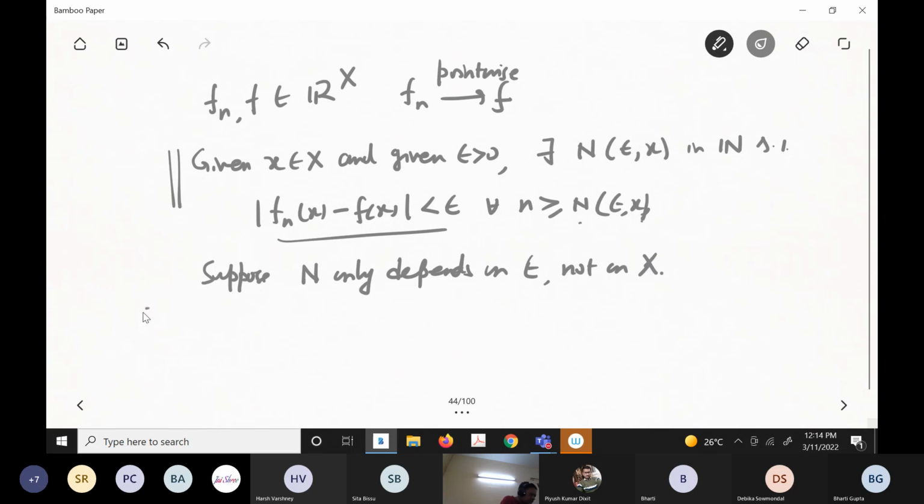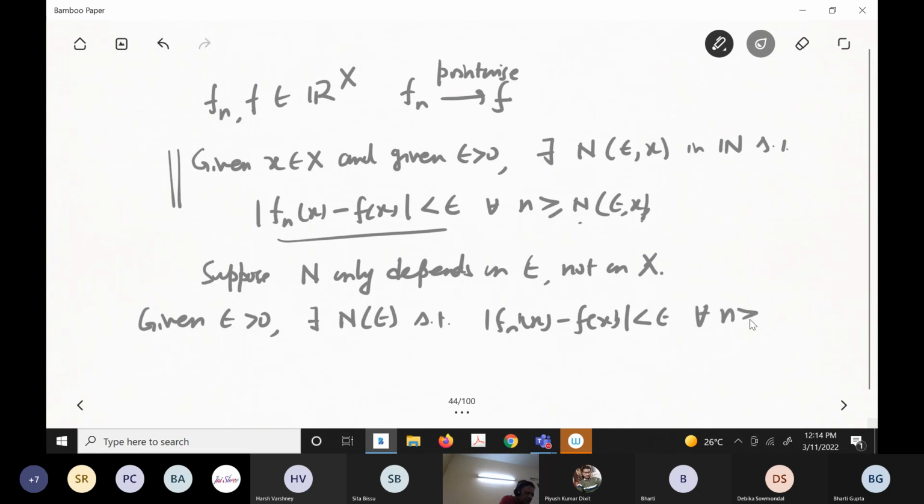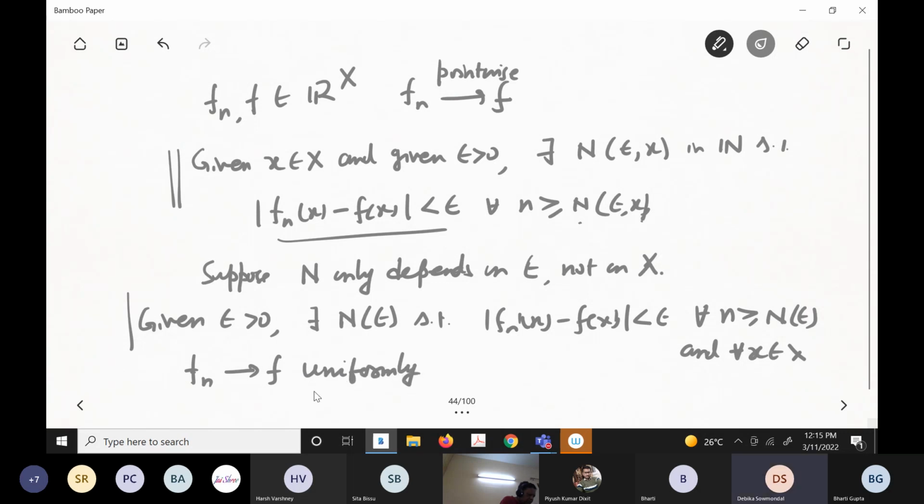Suppose that given epsilon greater than 0, there exists n_epsilon, depending only on epsilon, such that |f_n(x) - f(x)| is less than epsilon for all n greater than or equal to n_epsilon, and for all x belonging to X. Then we say that f_n converges to f uniformly. So uniform convergence is stronger than pointwise convergence.